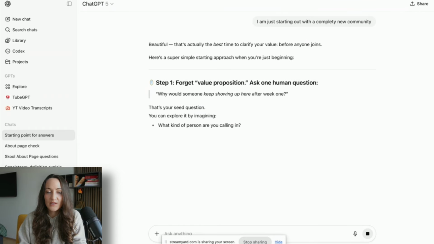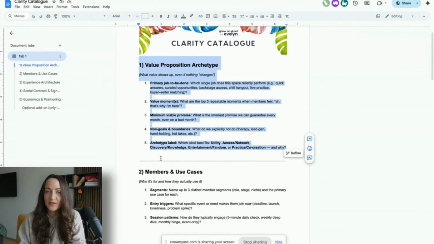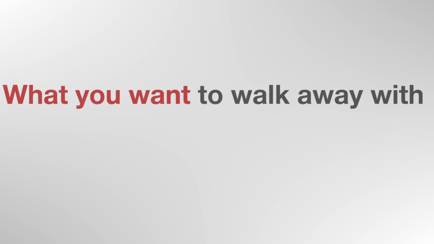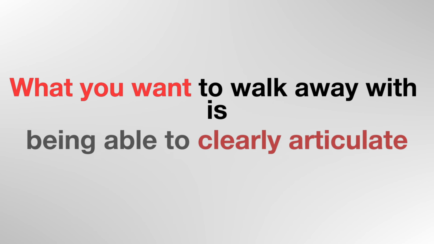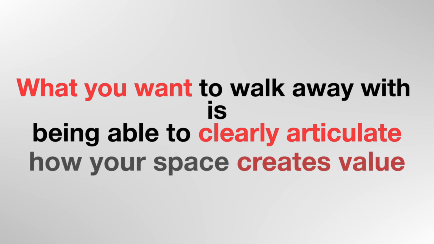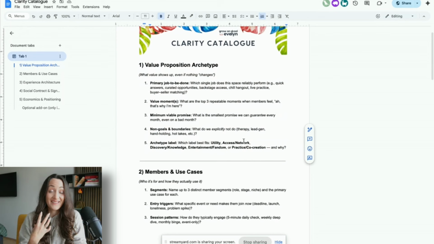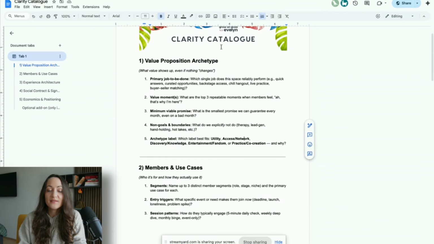But the whole goal is that either you can already answer these questions or you break them down further for you. What you want to walk away with is being able to clearly articulate how your space creates value, because that conviction, that clarity, trickles into all of the other moves that you make, and it will also help you shape the space differently. Now, this is the core, and if you do nothing else, just spend a ton of time there.